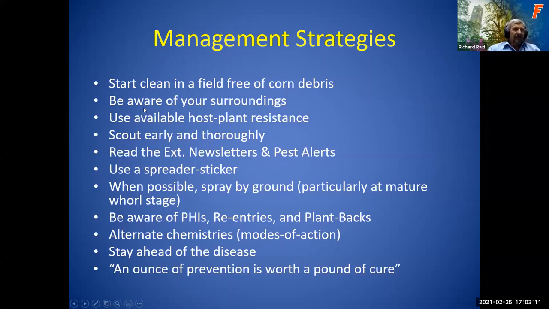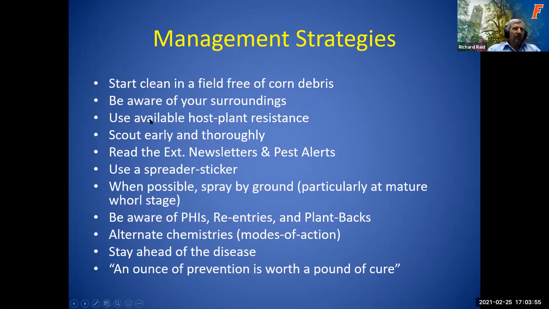This is something that Schwann touched upon, being aware of your surroundings. If you know that your neighbor's got corn in the ground and you can see that disease on there, you can expect that it's going to blow into your fields. All of these fungal diseases that I've talked about, especially the rust, are easily wind disseminated. And so they can be spread for hundreds of yards, miles even for the rust. Even your blights, southern corn leaf blight, northern corn leaf blight can spread some distance. So if you're familiar with your surroundings, you can kind of know what to expect.